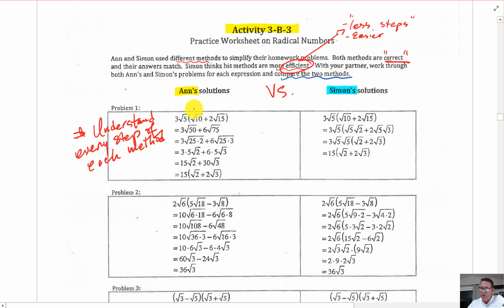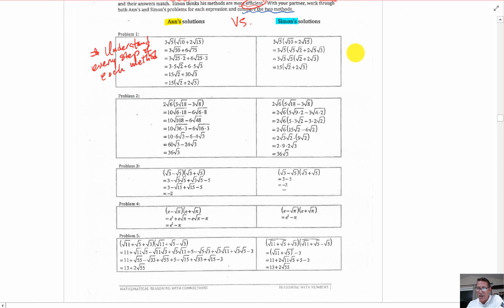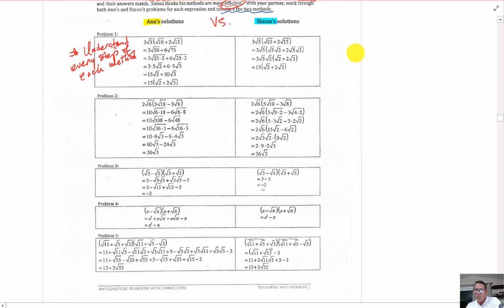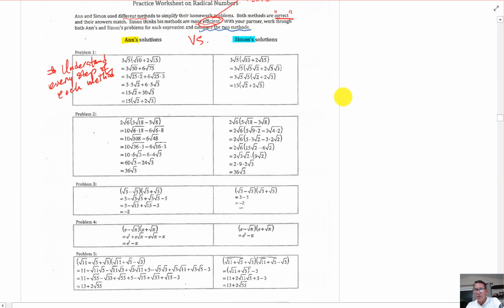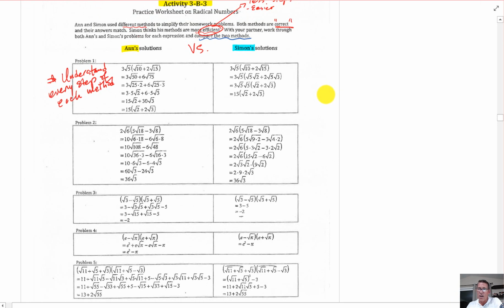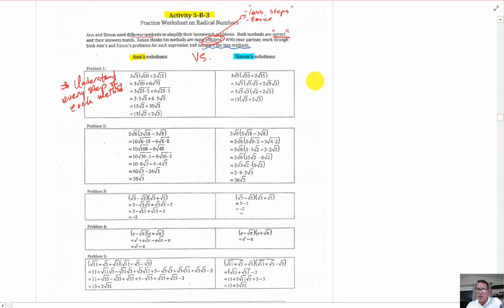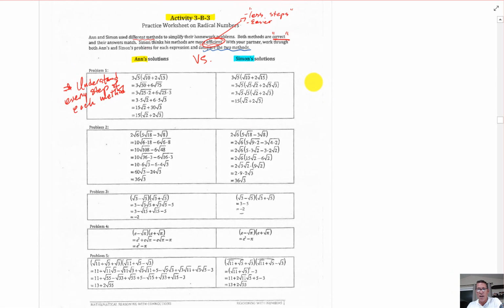Now let's just look at it right here. It's a big activity here. So we have 5 problems and we have 2 people. So you got to analyze all 5 problems for Anne and then compare it to all 5 problems for Simon. You got to compare which one's more efficient, which one's easier, which one is using structure, which one's not. So who's using structure versus just steps? Just like the distributive property lesson. Who's using structure? Who's being efficient?